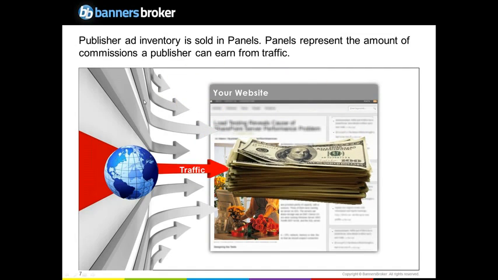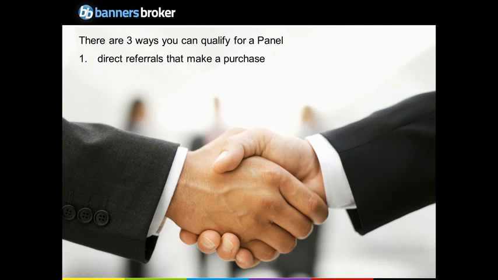So as we were saying, as a publisher, whether you have your own site or you bought ad inventory, so you're renting space, as traffic is going to that website and ads are being viewed, you're earning revenue. It's that simple. It's not complicated. There's three ways to qualify your panel. There's direct referrals. You know, that's the traditional.